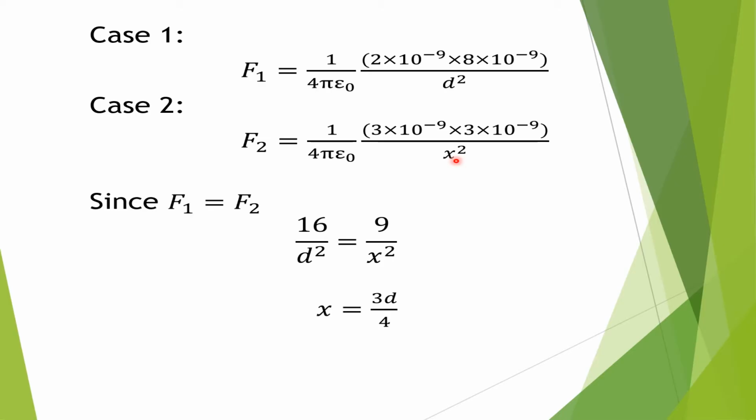Okay, now the question says that these two magnitudes F1 and F2 should be the same. So when we equate this, this 1 over 4 pi epsilon factor will go away, and the 10 raised to minus 9 factor in both these cases will also go away. So we will get 16 over d square on the left hand side and 9 over x square on the right hand side. So if we solve for x, we get x equal to 3d by 4. So this is the answer for the first problem.